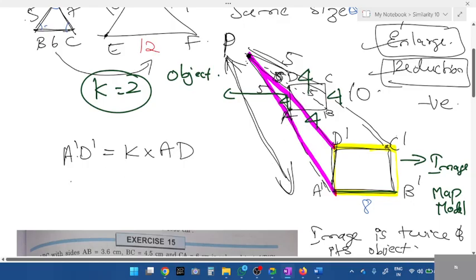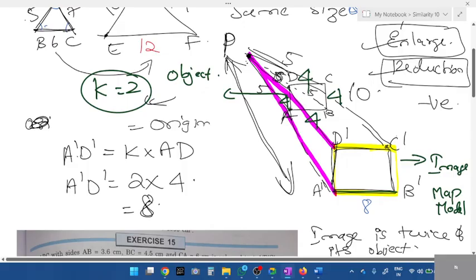Now, if you want to find A dash D dash, A dash D dash is equal to the scaling factor we got from the first question. What is the scaling factor? 2. Into what is the AD value given? 4. What's the answer? Right hand side original. Always remember, right hand side original. Left hand side is the image, map, or model formed. Is this clear? All of you understood? If you calculate, you get 8, students.